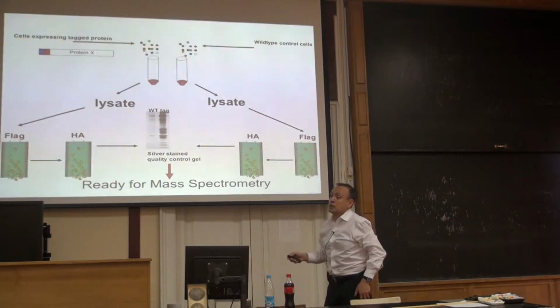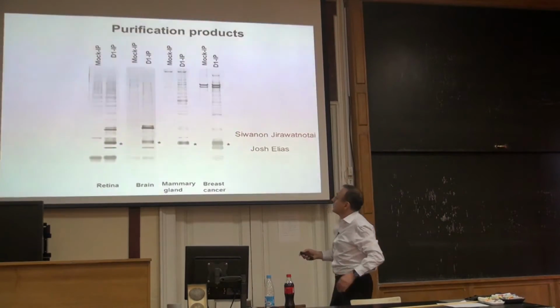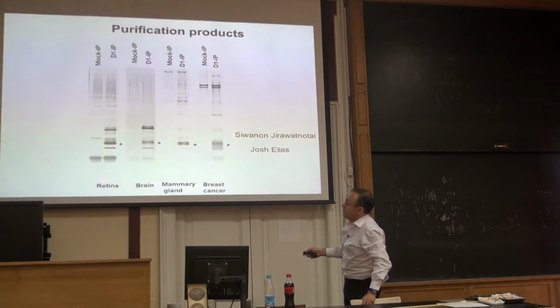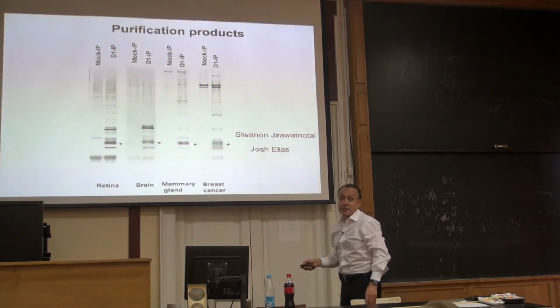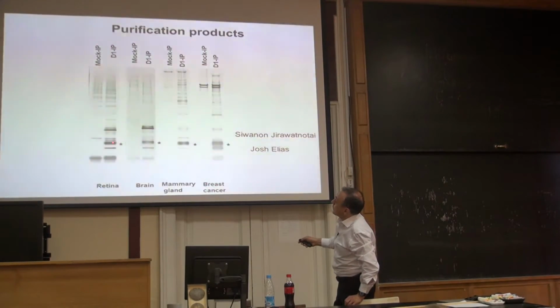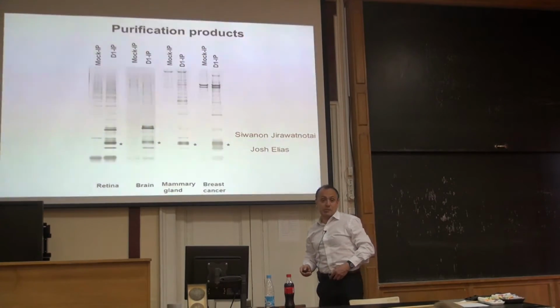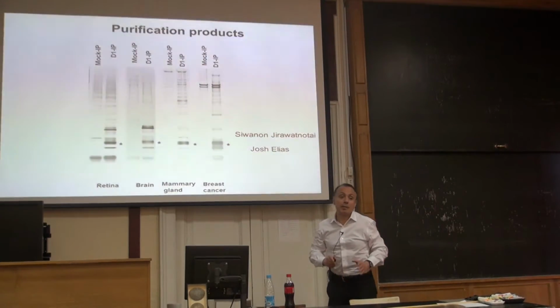not the cells, but he took actually the retinas. I think it's shown here. So he prepared the retinas, the brain, the mammary gland, and breast cancer, and then he purified cyclin D associated proteins. And you can see here that the star corresponds to cyclin D1, and each of these proteins is a different cyclin D1 interacting protein. And as you can see, cyclin D1 interacts with different proteins in the retinas, in the mammary gland, or in breast cancer.